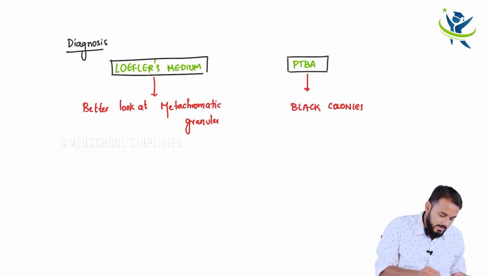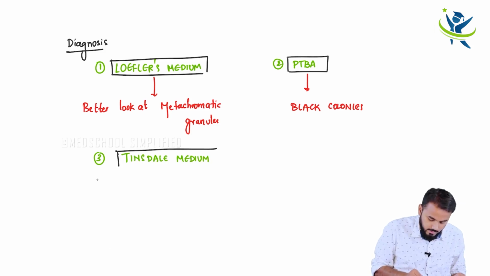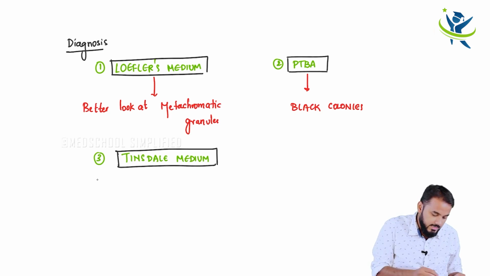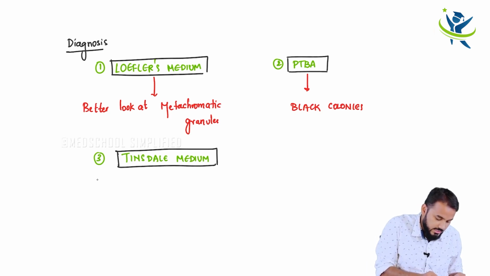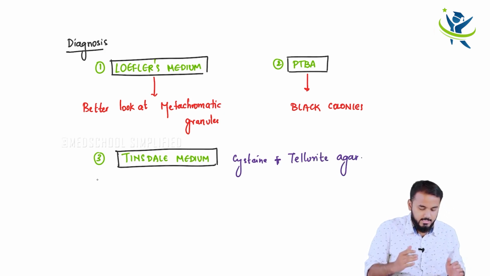And finally, so this is 1, this is 2, and finally the last medium is called Tinsdale medium. Tinsdale medium is nothing but a combination of cysteine and tellurite agar. Cysteine plus tellurite agar together forms a Tinsdale medium.